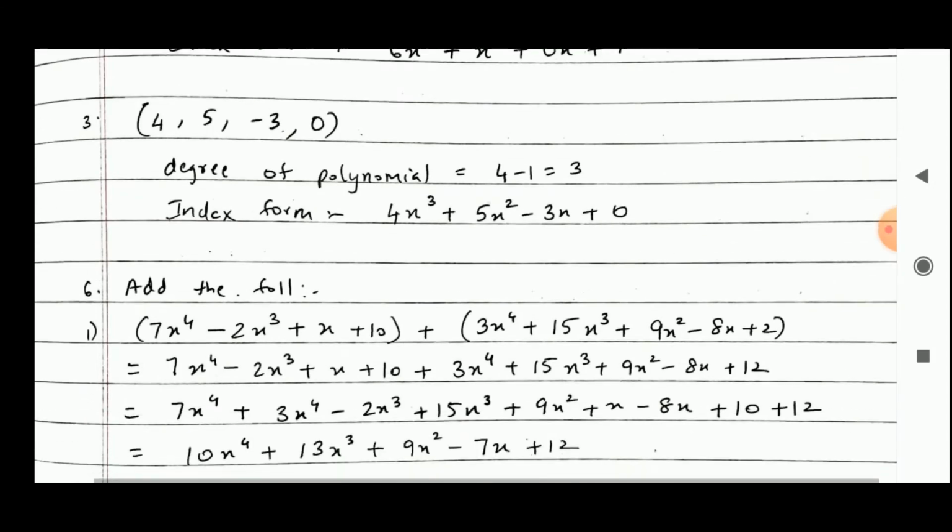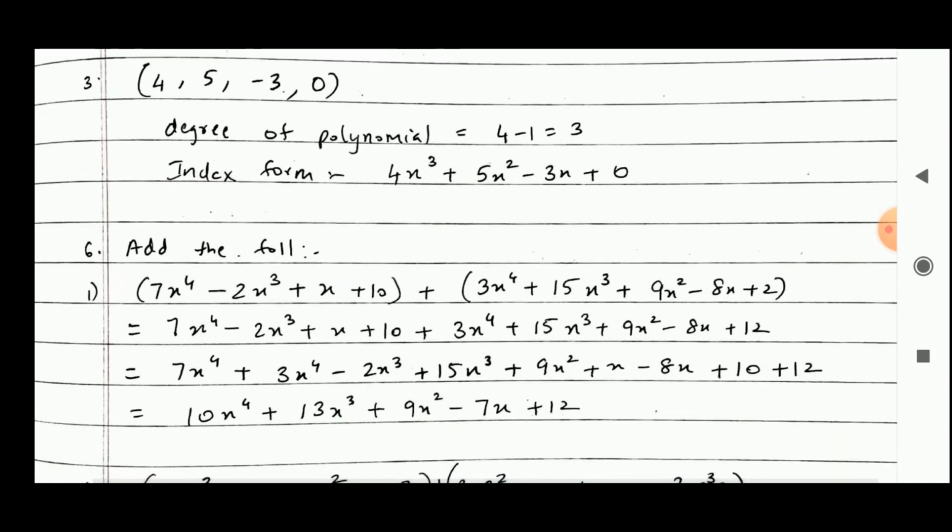Now add the following polynomials. Sixth one. So when you are adding here, write down the two polynomials. Write the like terms together. Like terms, all of you know, are the terms with the same variables and with the equal power of the variable.